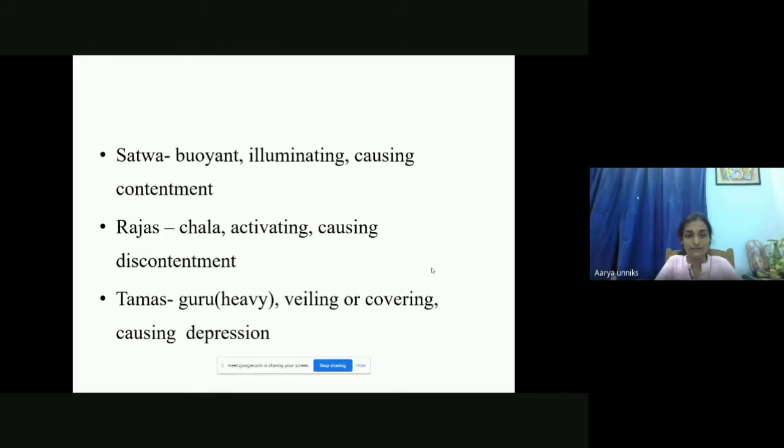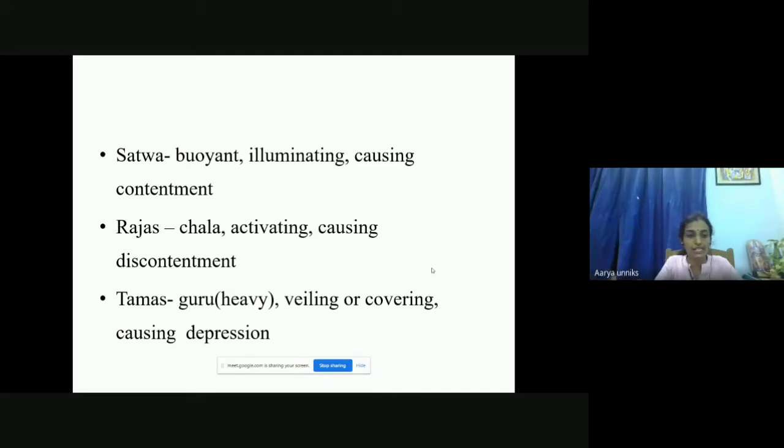So we'll go into the meaning of these terms. Sattva is buoyant. Buoyancy means that which helps you float, that which keeps the ships afloat. It can sail through the sea, however the tides be, it can sail easily because of the buoyancy. That is how sattvic people will be like. It is illuminating, that is prakashakam, and it causes contentment. That is, a sattvic person will be content. He'll be happy with what he has.